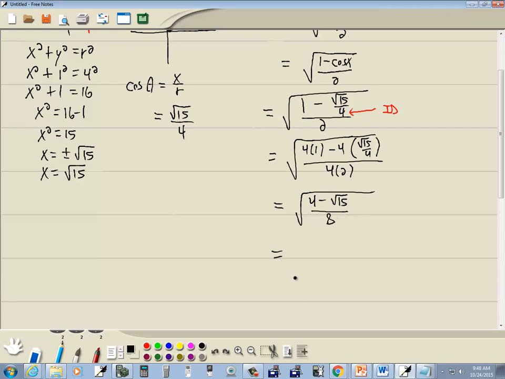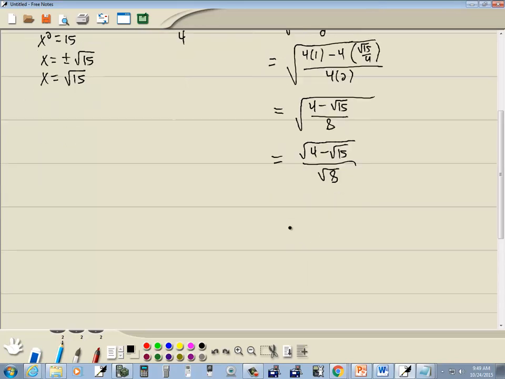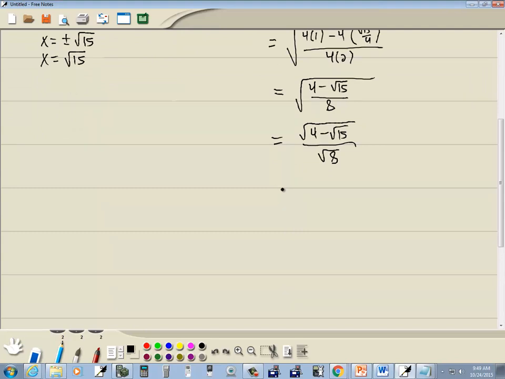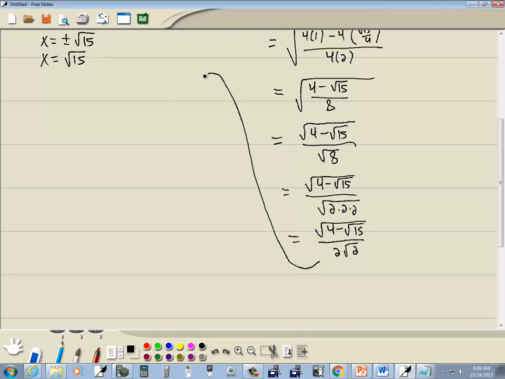Now we cannot have a fraction inside of a square root, so we'll split it up. Put a square root on top, and we'll put a square root around the bottom. Well, that creates a different issue. We can't have a square root in the denominator. But that simplifies. 8 is 3 2's, so this becomes square root of 4 minus square root of 15 over 2 square root of 2, which still has a square root down there.